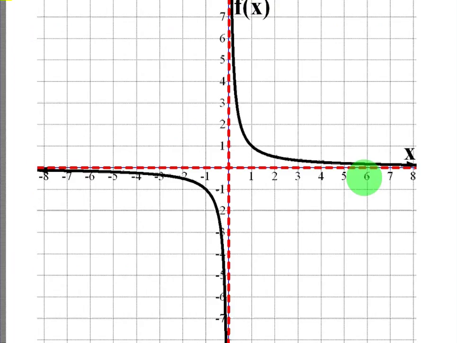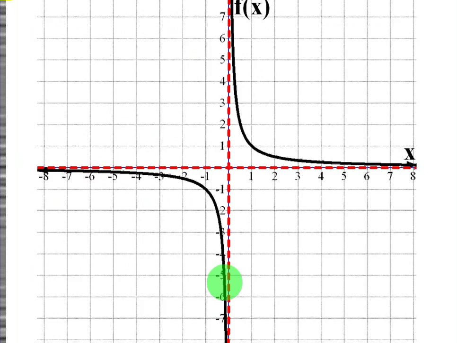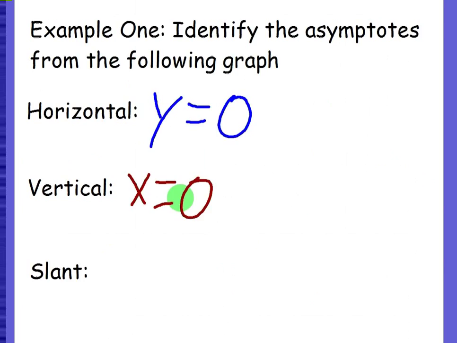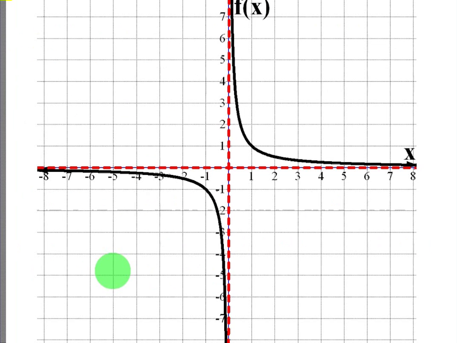How about the vertical asymptote? Okay, so that is correct. A vertical has an x equals for an equation. In this case, it's x equals 0. It could be over here, right? It could be x equals 4 or x equals negative 5, doesn't matter. And then for this one, it doesn't have any slant, but we will do one in a second that has a slant asymptote. So this one has none. No slant asymptote. Any questions on that first example?